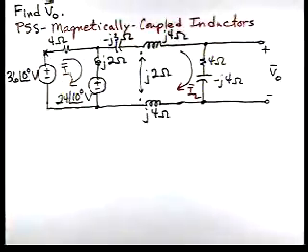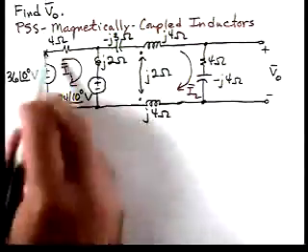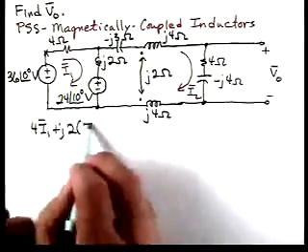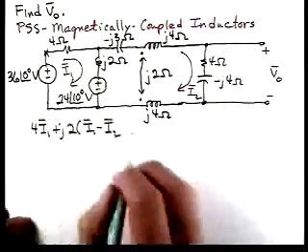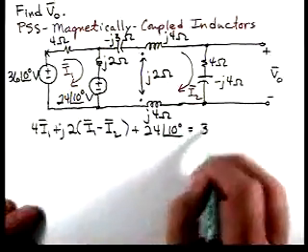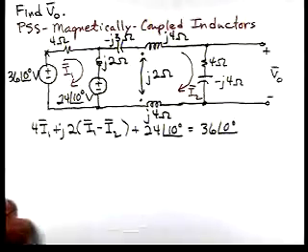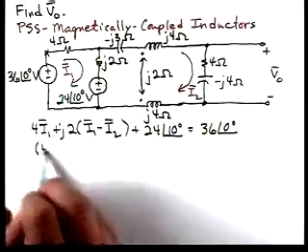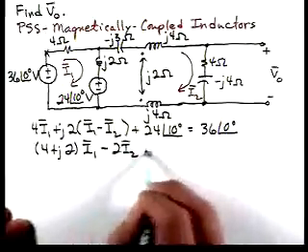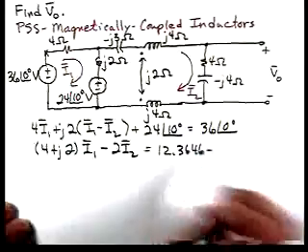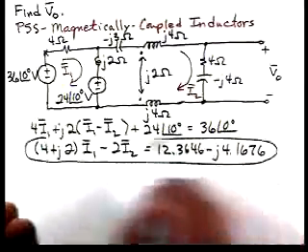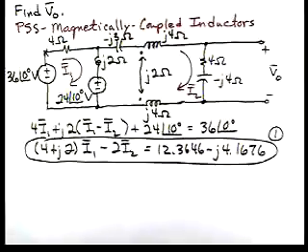So let's start with the mesh in the upper left corner. We'll have 4 I1 plus j2 times (I1 minus I2) drop across this element. Then we'll have plus 24 at an angle of 10 is equal to 36 at an angle of 0. If we simplify this, we'll have (4 plus j2) I1 minus j2 I2 is equal to 12.3646 minus j4.1676. Okay, so here's one of our equations.